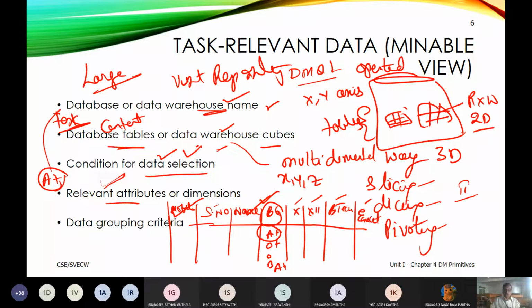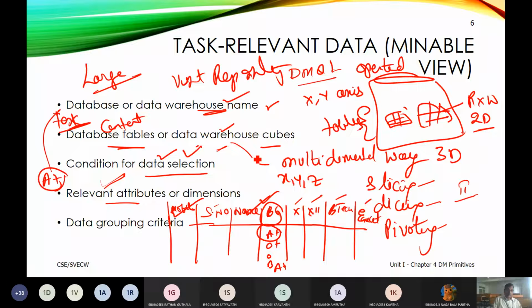Rest of the students, even though they have O positive, B, C, etc., I am not looking at that because my question is very specific, my task is very specific. So that is what we are going to call here task relevant data.